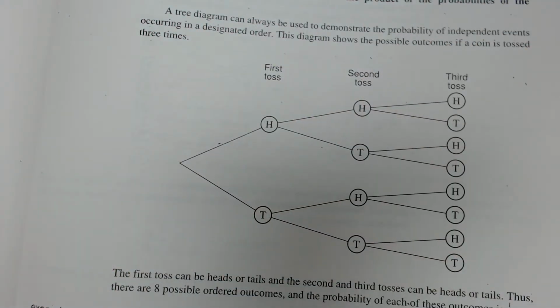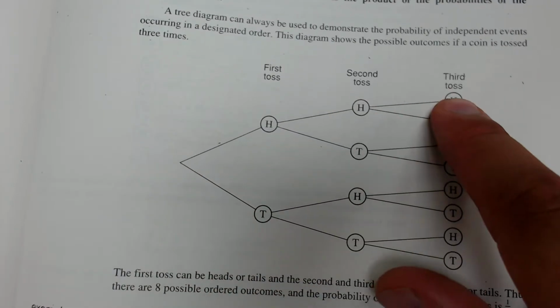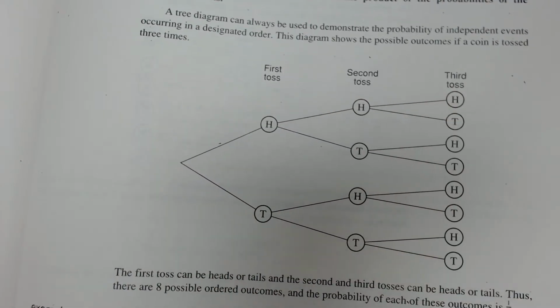So in order for him to get heads 3 times, he's got to follow a specific path. He's got to get heads, heads, and then heads. All right, so that's 1 path. But how many paths are there?